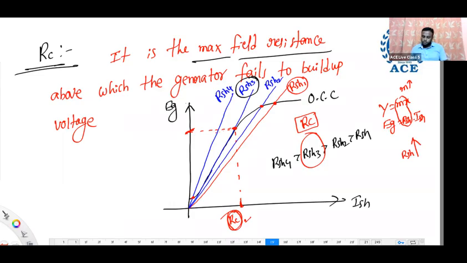Next, fourth condition. Take the figure, complete this first.